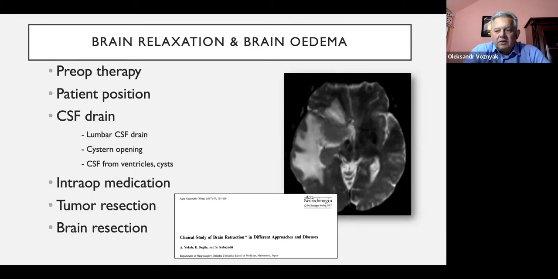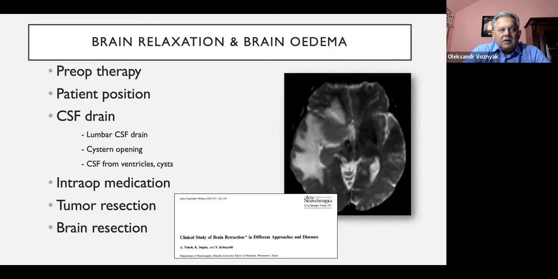When we operate on a basal tumor, it is very important to open the cistern and drain the CSF. When it's a frontotemporal approach, an orbitozygomatic approach, I start from the opening of the sylvian fissure and obtaining the CSF, and then go on to the carotid cistern. When we go retrosigmoid, it is very important to start from draining the CSF from the cerebellomedullary cistern. As soon as you have the CSF, you will feel like the brain will go down.